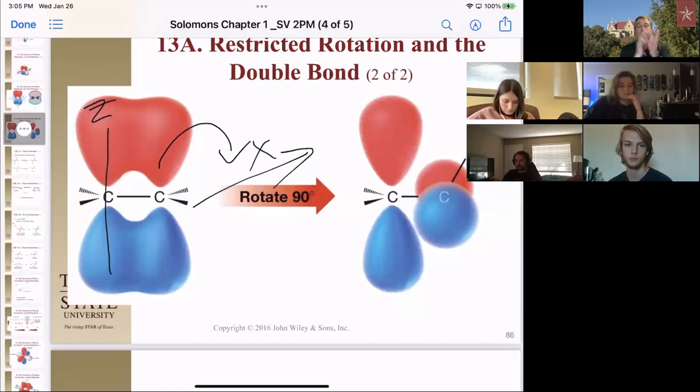If it's tetrahedral, you know it's sp3 hybridized. If it's trigonal planar, you know it's sp2 hybridized. And then we have one more hybridization state to talk about. Does that make sense? Yes, thank you.